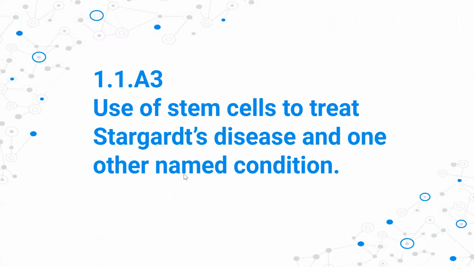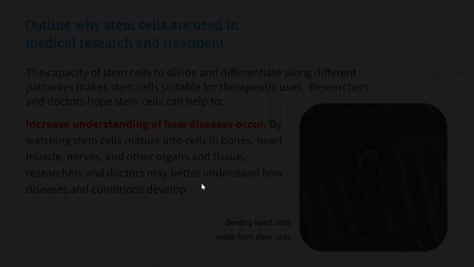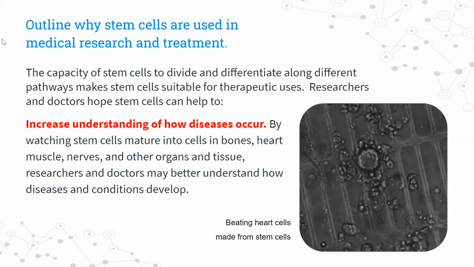Okay, so our first piece of notes that we are filling out together today is the use of cells to treat Stargardt's disease and one other named condition. So we're going to go over Stargardt's and leukemia and the use of stem cells to treat these diseases. It says the capacity of stem cells to divide and differentiate makes them very suitable for therapeutic uses. Researchers and doctors hope stem cells can help us to do three things. And the red is your first one: increase our understanding of how the diseases occur.